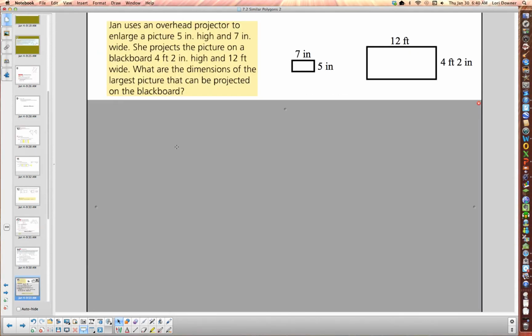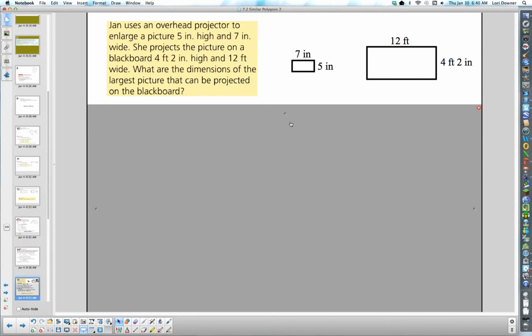If we look at this example, Jan uses an overhead projector to enlarge a picture 5 inches high, 7 inches wide, and she projects the picture onto a blackboard that's 4 feet 2 inches high and 12 feet wide. What are the dimensions of the largest picture that can be projected on the blackboard?